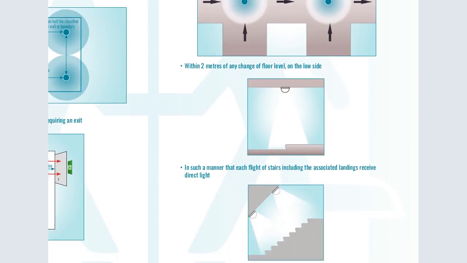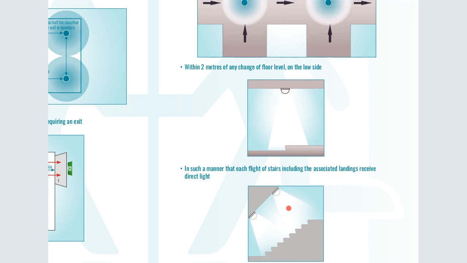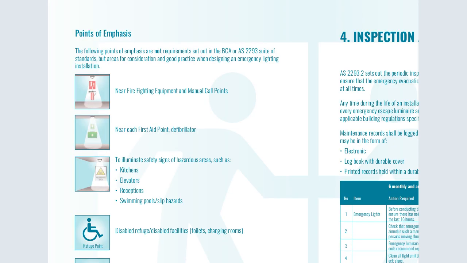Even in the staircase, when there is a steep change of level from one level to another, for example the stages, or where somebody can pass and maybe fall or cause an injury. And then in such a manner that each flight of stairs, including the associated landings, and there you can see the stairs, how they are illuminated.